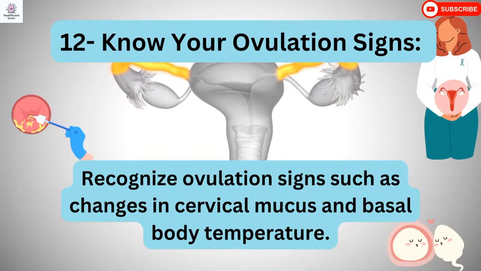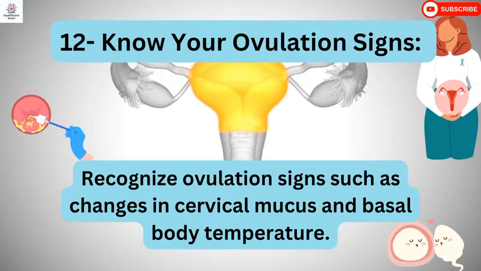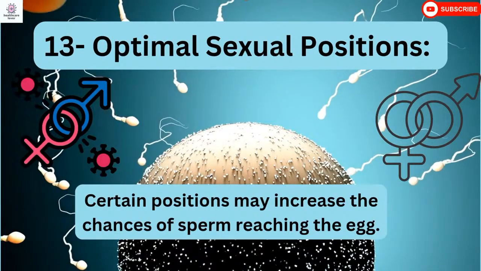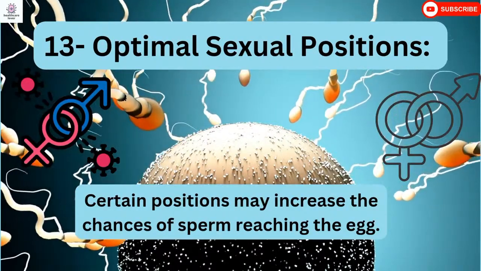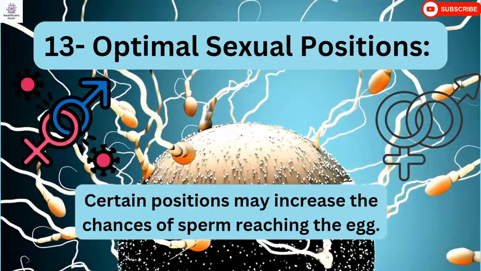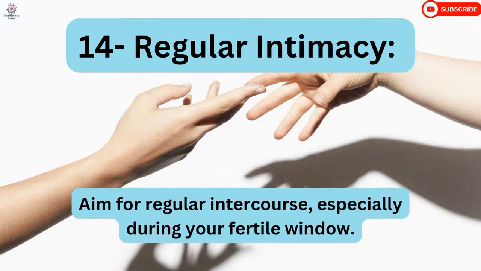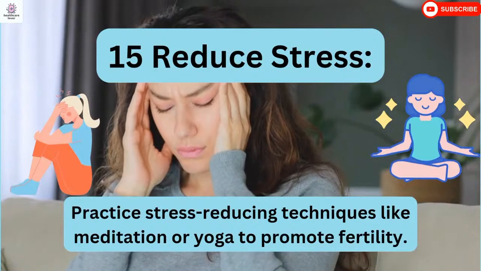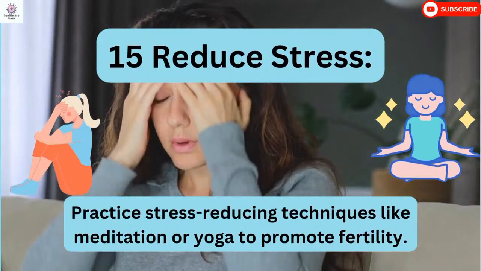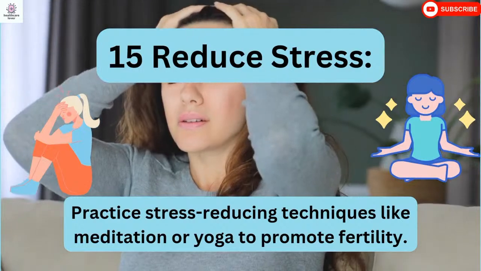Recognize ovulation signs such as changes in cervical mucus and basal body temperature. 13. Optimal sexual positions. Certain positions may increase the chances of sperm reaching the egg. 14. Regular intimacy. Aim for regular intercourse, especially during your fertile window. 15. Reduce stress. Practice stress-reducing techniques like meditation or yoga to promote fertility.